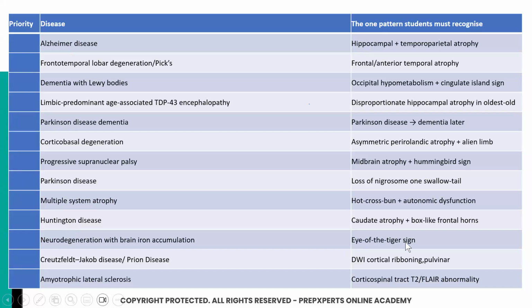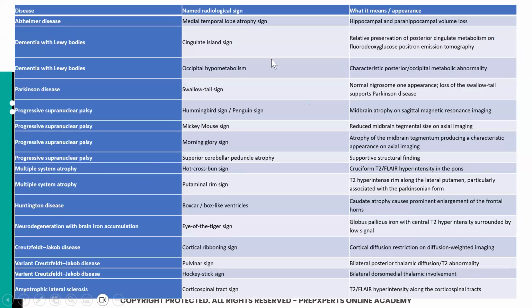This is a chart summary for all of the things that we discussed. I can put this picture in the group as well. This is very important. At least if you cannot remember everything, remember these. And then this is another chart for all the signs that you need to remember, and why these signs are seen on the imaging.